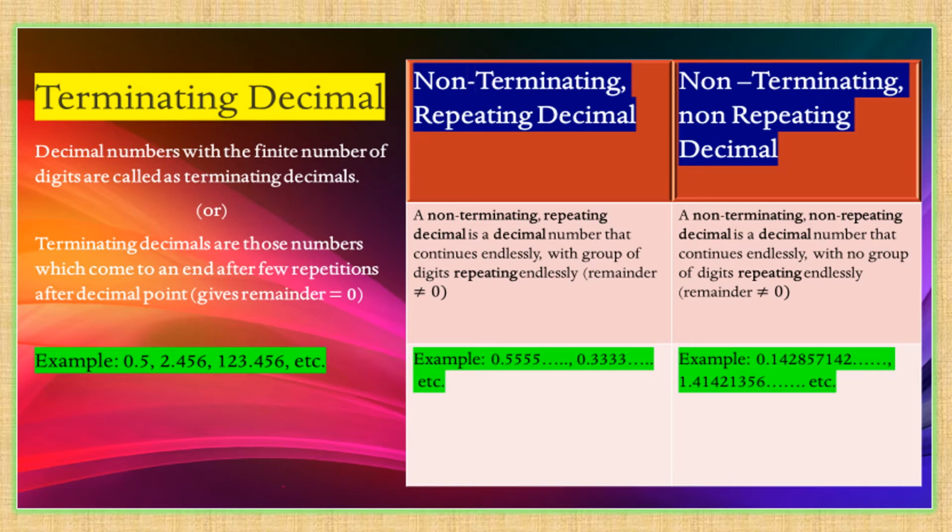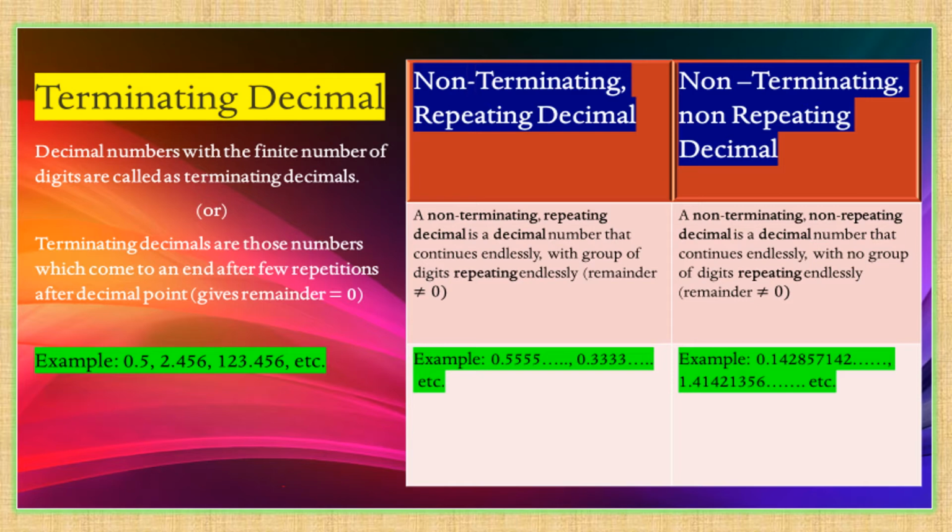Okay, let me check with this one. 2.456. Here I am stopping at 2.456. It is stopping at 6 only. If it is stopping at 6, it is giving remainder 0. When it gives remainder 0, then they are called terminating decimals. The same thing here, I gave like this. It is stopping here, which means remainder 0. When the remainder is 0, then they are called terminating decimals. Now we'll go through non-terminating repeating and non-terminating non-repeating.